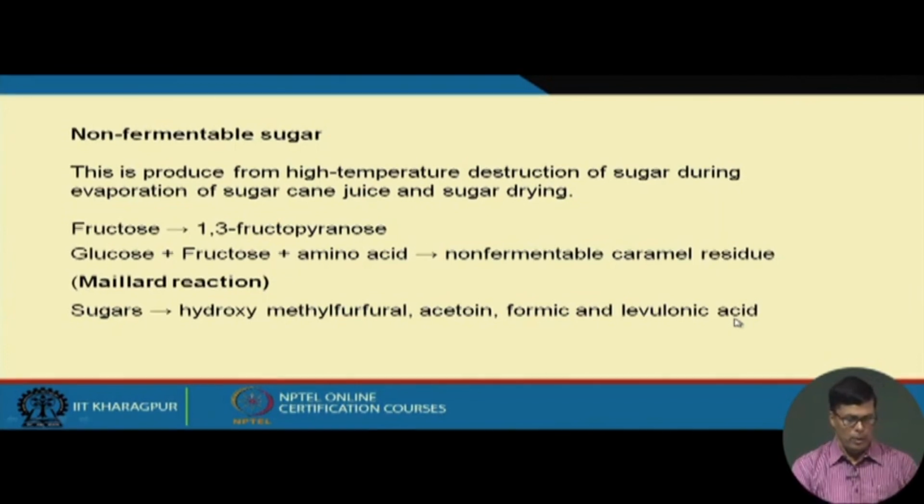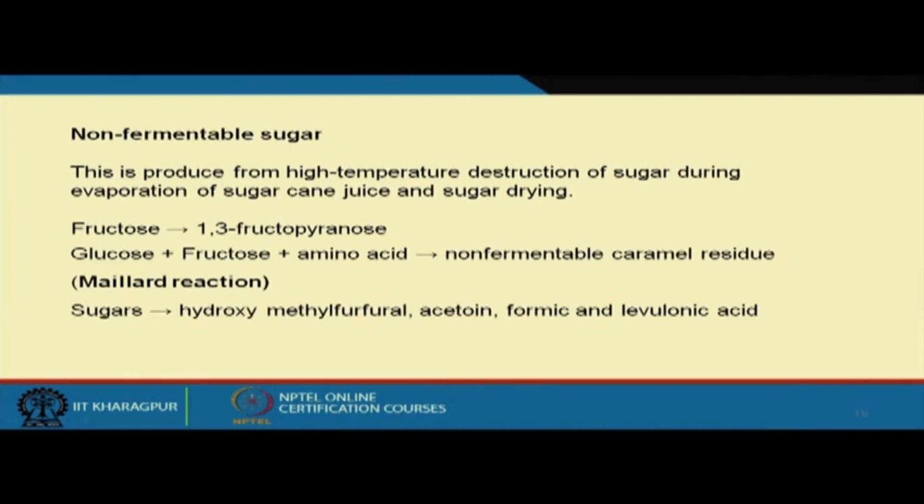Now, I told you that cane molasses is considered a very effective raw material for this ethanol fermentation process, and cane molasses is a byproduct of the sugar industry. It is produced from the high temperature destruction of sugar during the evaporation of sugar cane juice and the sugar drying process. So, during the heating process, some destruction of the sugar takes place. For example, fructose will convert to 1,3-fructopyranose simply by dehydration.